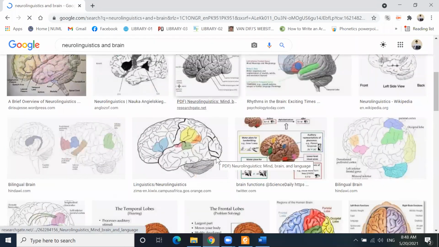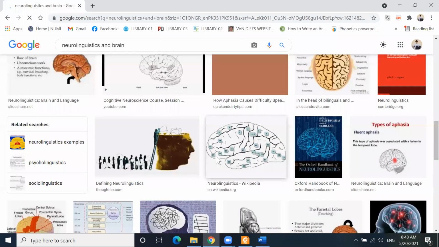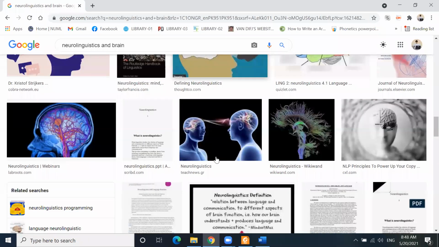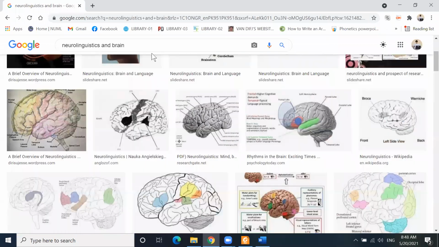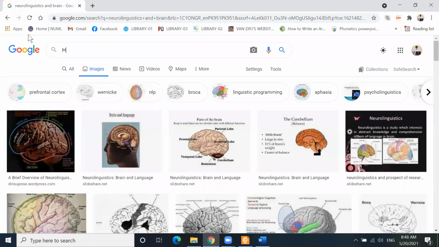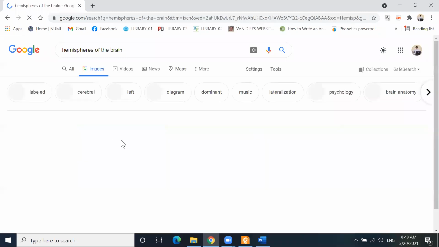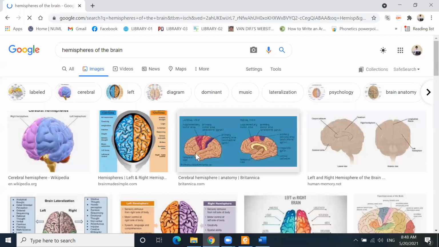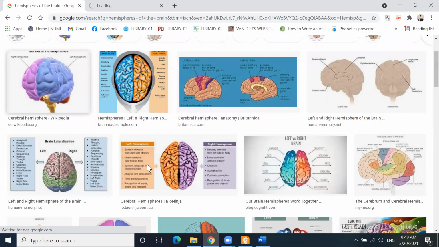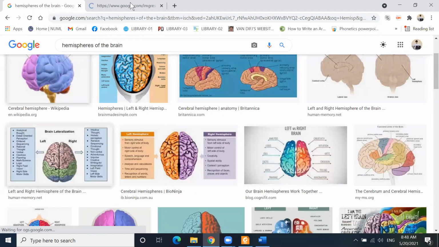Let's see if I could find a clear picture of the two hemispheres. We have the right hemisphere and then the left hemisphere, and the language faculty exists in the left one. These are the two hemispheres.